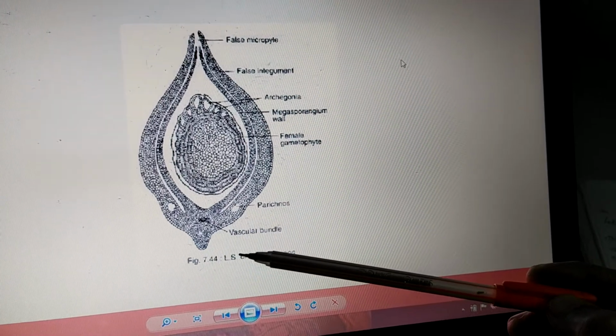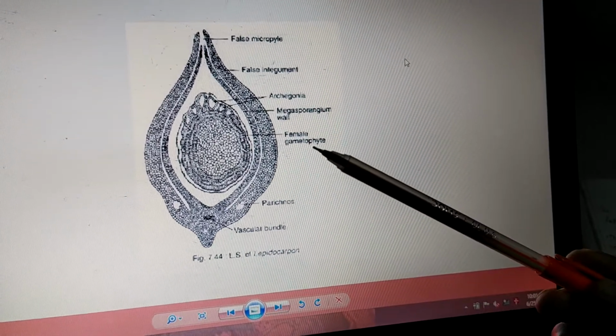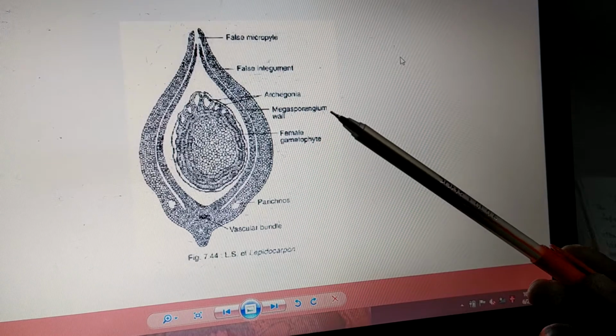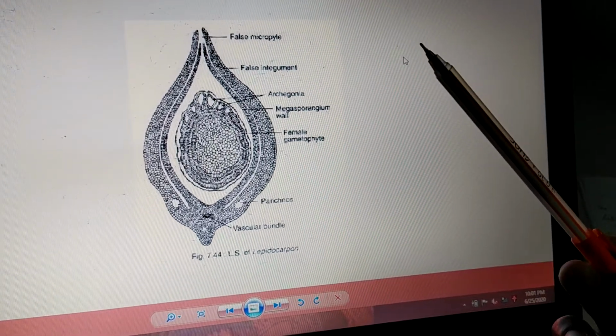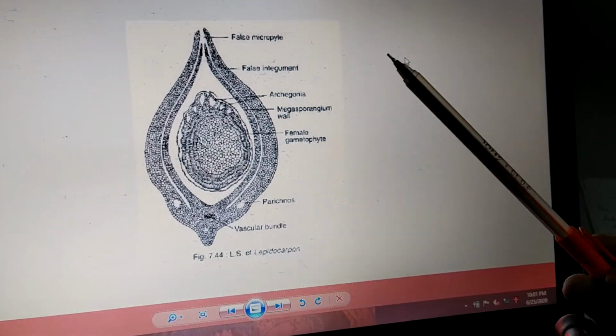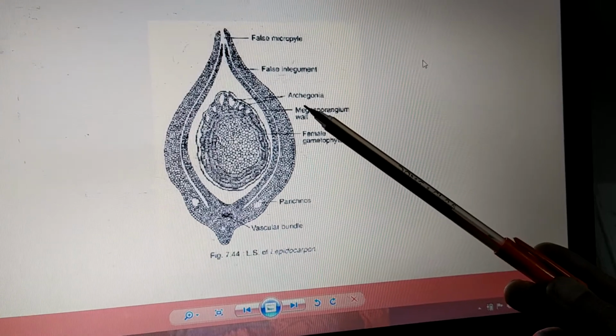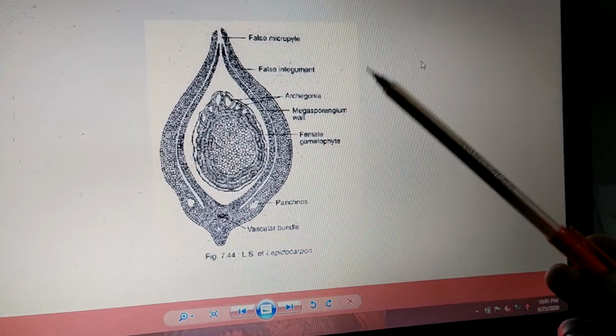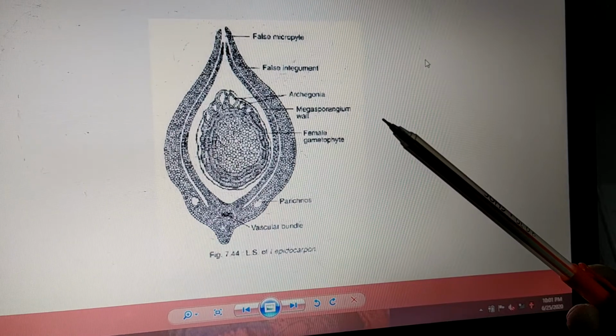The so-called integument of the lepidocarpon has been described as a water or moisture retaining structure, or as a protective adaptation. That's the reason it is a false seed.